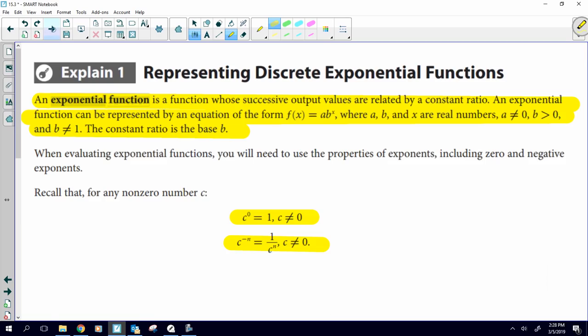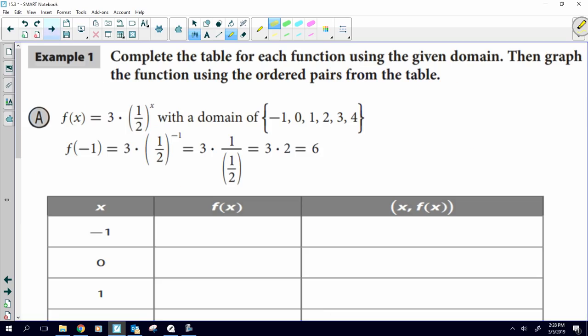Good. All right. So, complete the table for each function using the given domain, then graph the function using the ordered pairs from the table. So a here is f of x equals 3 times 1/2 to the power of x, with a domain of -1, 0, 1, 2, 3, and 4. Now look, they've already done the first one for us, and as you can see that is equal to 6. So the point here is -1, comma 6, because that's where our x is, right? Remember that. We're putting our domain into where the x is. So please remember that. Remember, you are writing these examples.